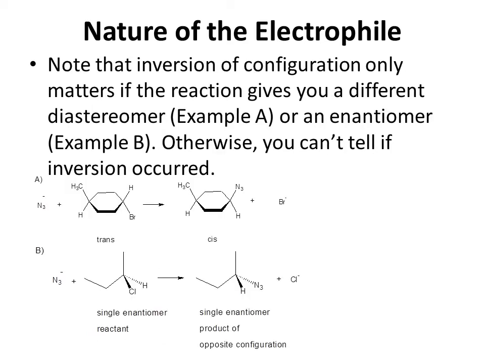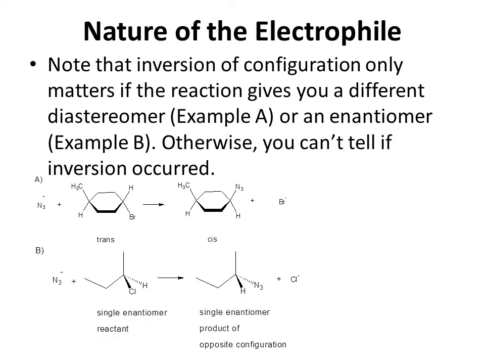Now, inversion of configuration only matters if the reaction gives you a different diastereomer. Like in example A, we start with a trans diastereomer and we end up with a cis diastereomer after the SN2 reaction. Or, as in example B, you have a single enantiomer reactant. When it reacts with azide and you get inversion of configuration, you get an enantiomer of opposite configuration.